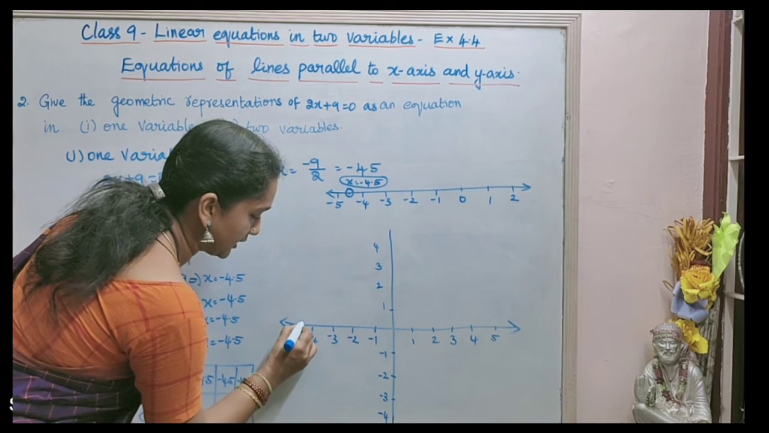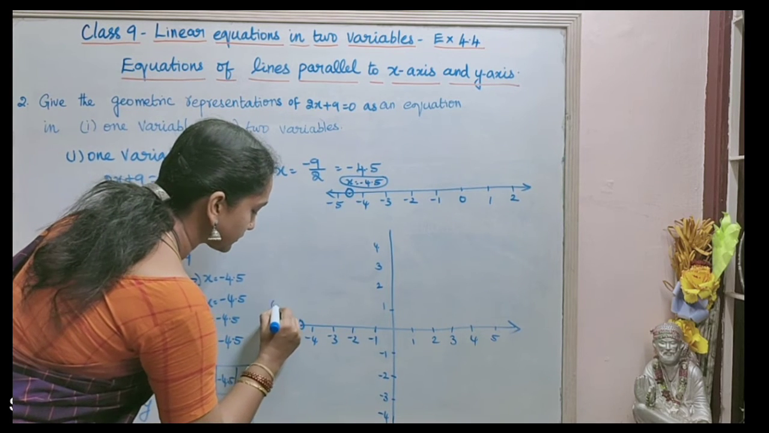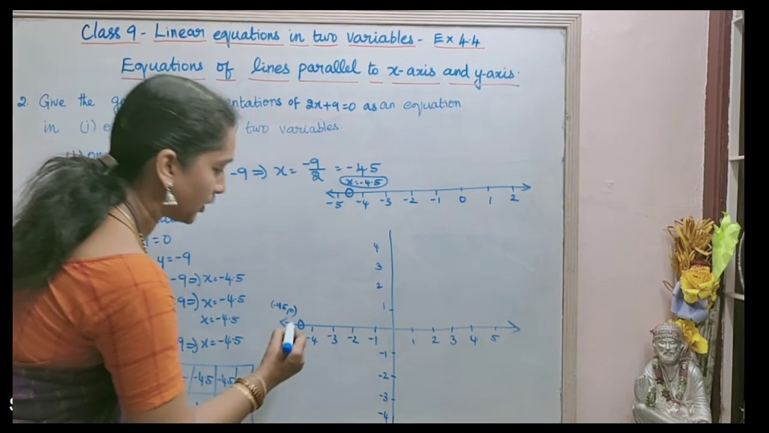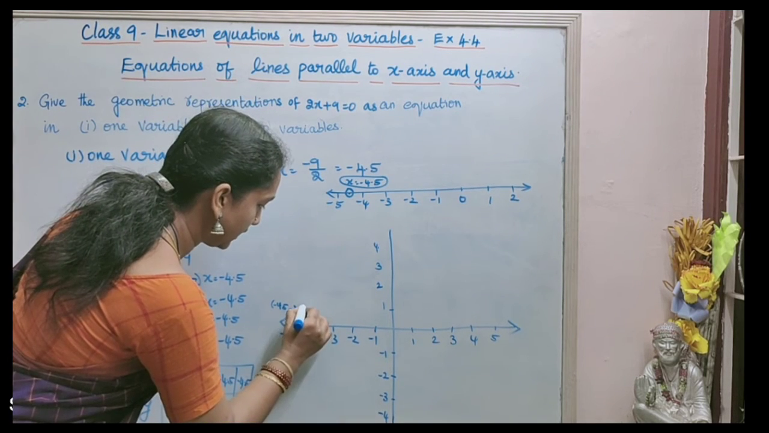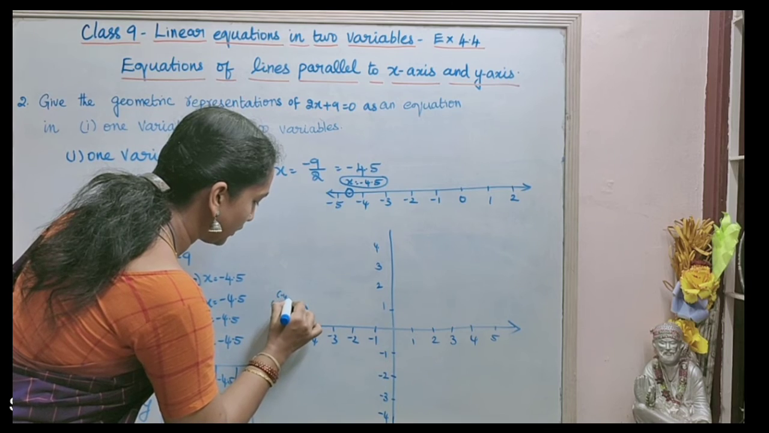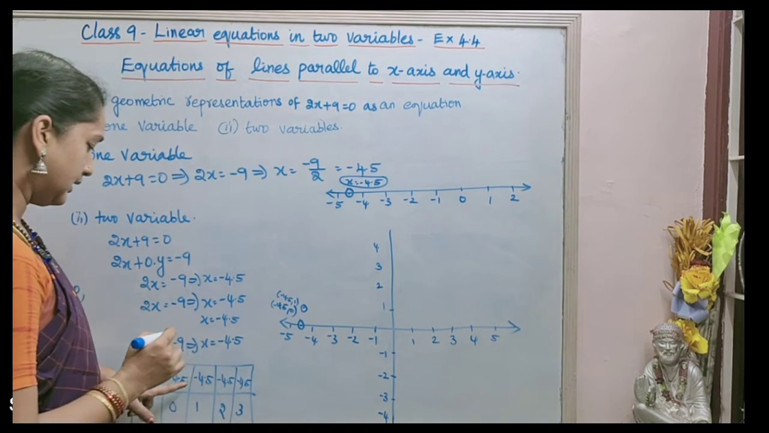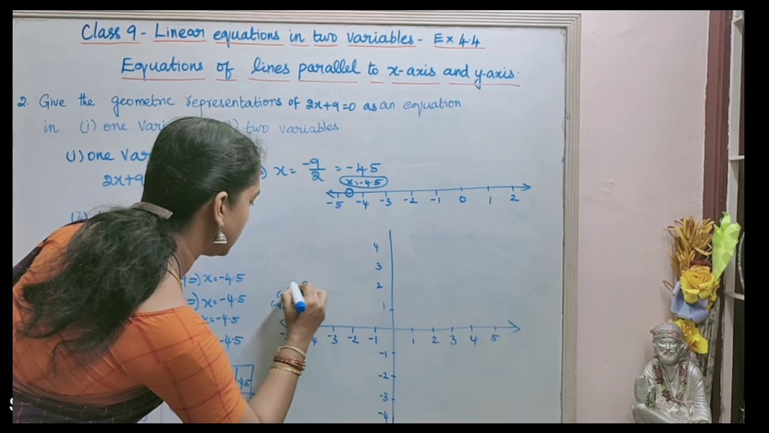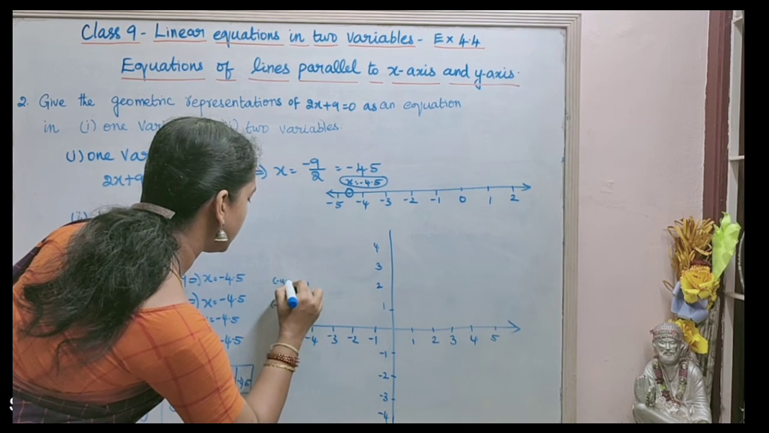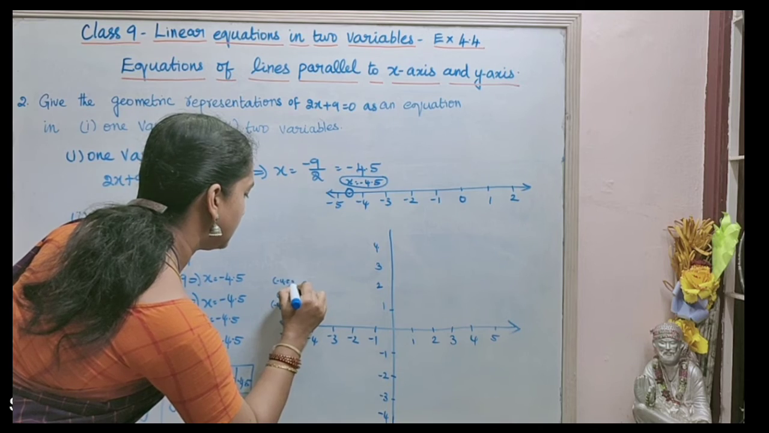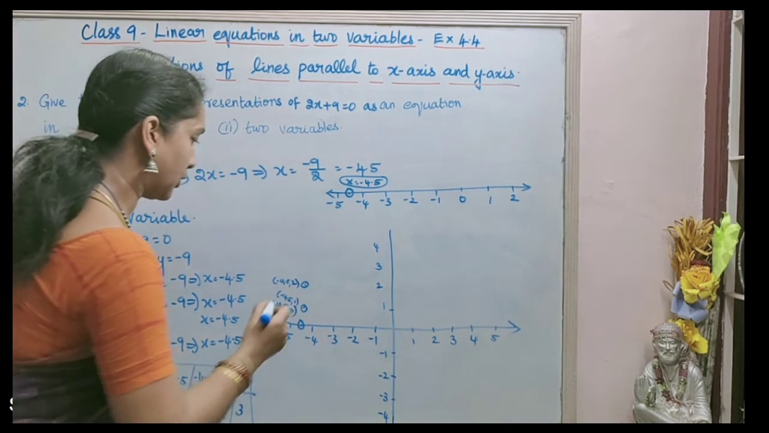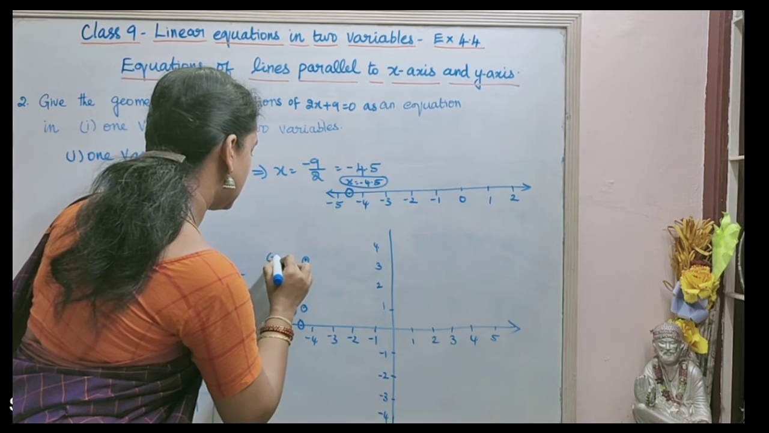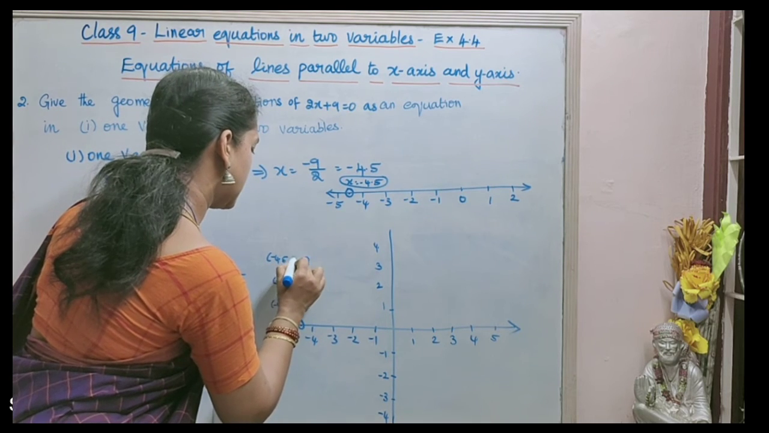Okay, so this one we will plot it, minus 4.5 comma 0. So, it will be here. Then minus 4.5 comma 1. That will be here. Then minus 4.5 comma 2. So, it will be here. Then minus 4.5 comma 3. This point will be minus 4.5 comma 3.